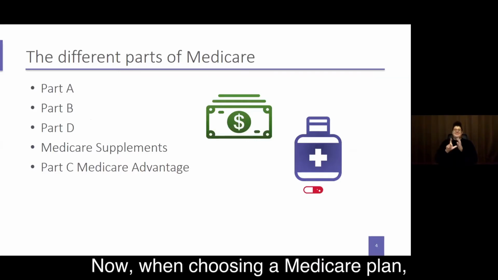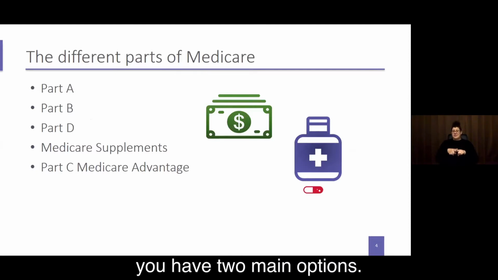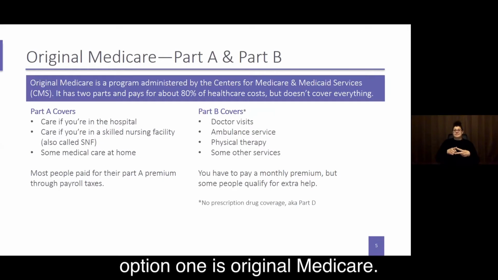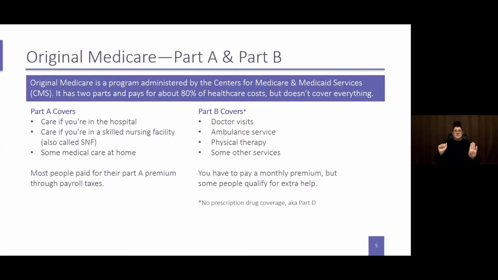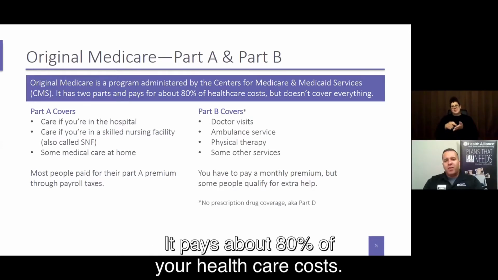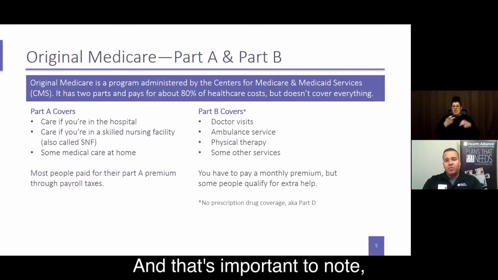Now, when choosing a Medicare plan, you have two main options. So what are these options? Let's look at option one. Option one is Original Medicare. Now, Original Medicare is made of parts A and B. It pays about 80% of your healthcare costs. And now it's important to note, it does not cover everything.